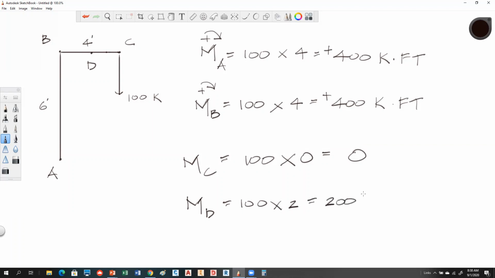Oh, I see. Okay, you see what's happening? So the further I get this way, the more the moment increases. As I approach the line of action, it goes to 0. But then if I get on this side of the line of action, I'm going to start to have a negative moment if I'm defining clockwise positive. Does that make sense? Yeah.